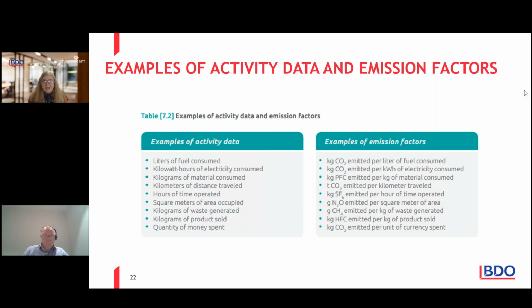So these are examples. It could be the liters of fuel consumed. It could be kilowatt hours of electricity consumed. It could be kilograms of material consumed, your kilometers of distance traveled, your hours of time that you've operated an asset, square meters of an area occupied, kilograms of waste generated, kilograms of products sold, quantity of money spent, so a spend-based approach. And you then line that up with an appropriate emission factor. And then again apply your global warming potential to get to carbon dioxide equivalent. So that's just a few examples.